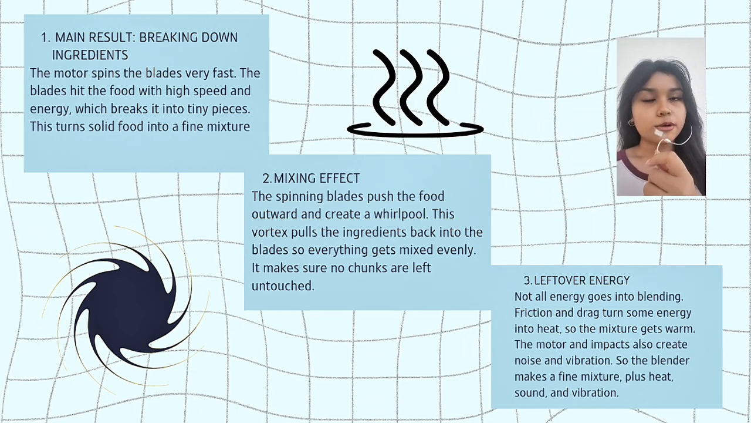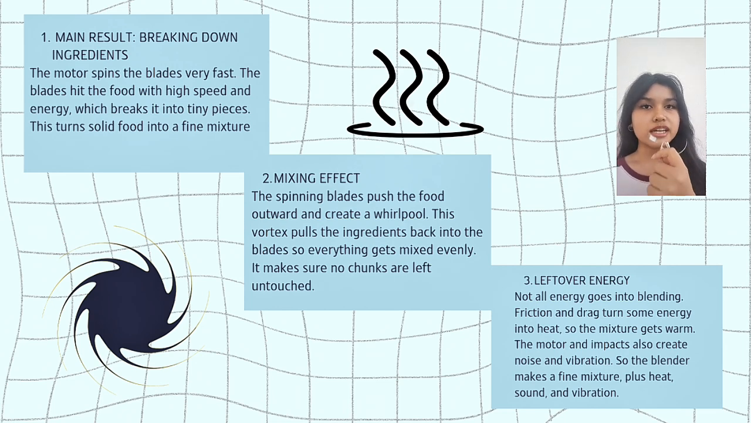When it comes to the outcome products, the main result is breaking down all the ingredients. The motor spins the blade very fast. The blade hits the food with high speed and energy, which breaks it into tiny pieces. This turns solid food into a fine mixture.